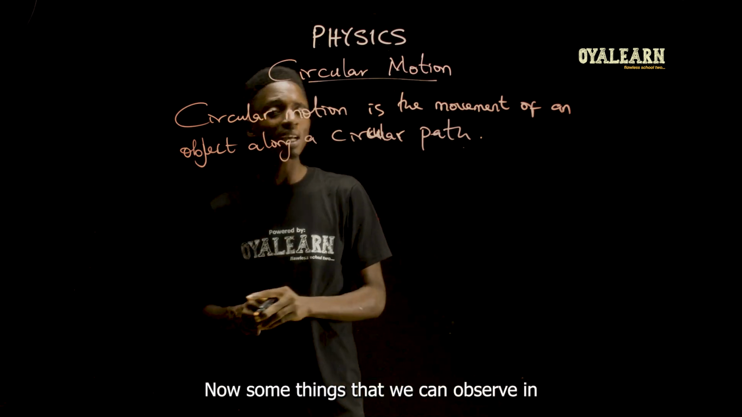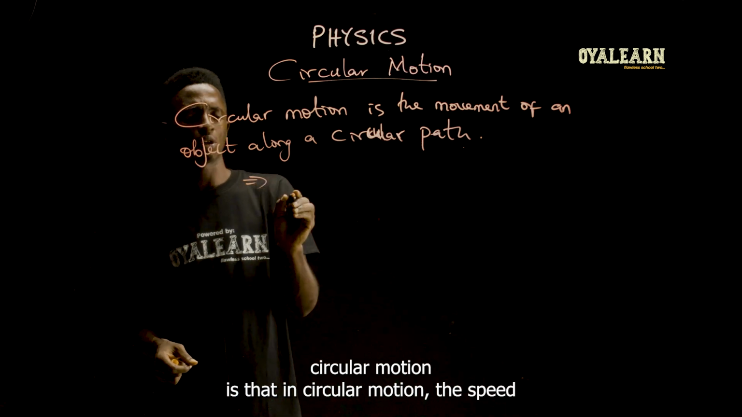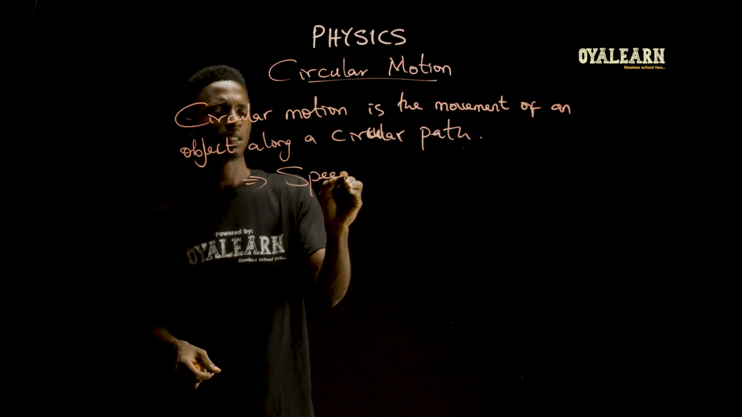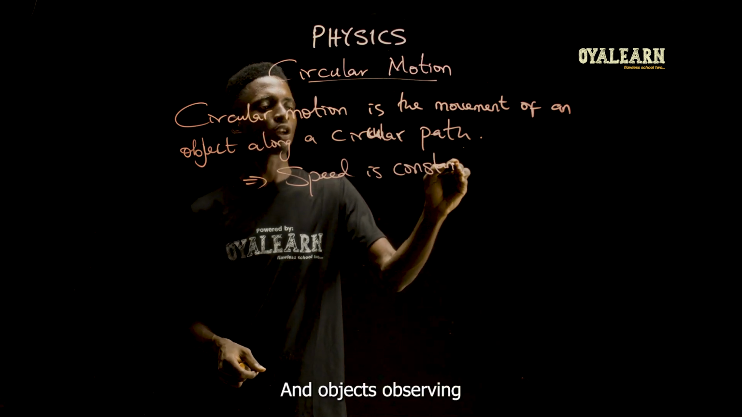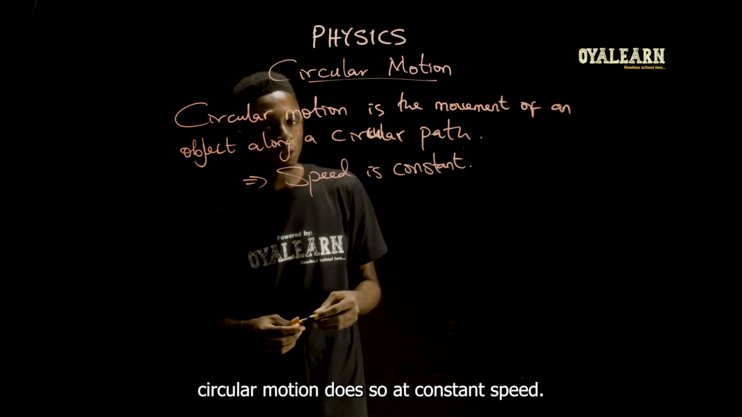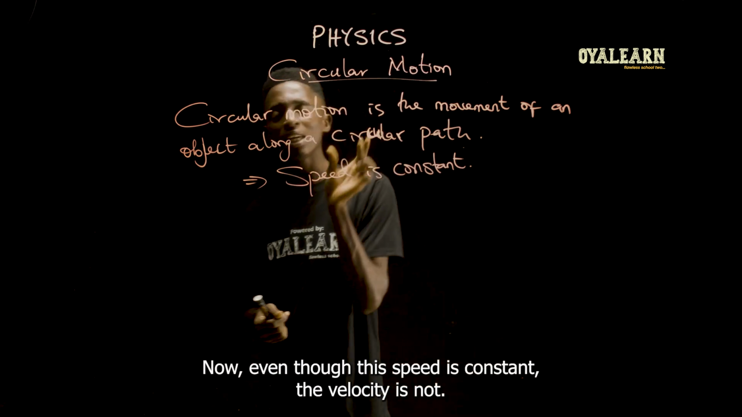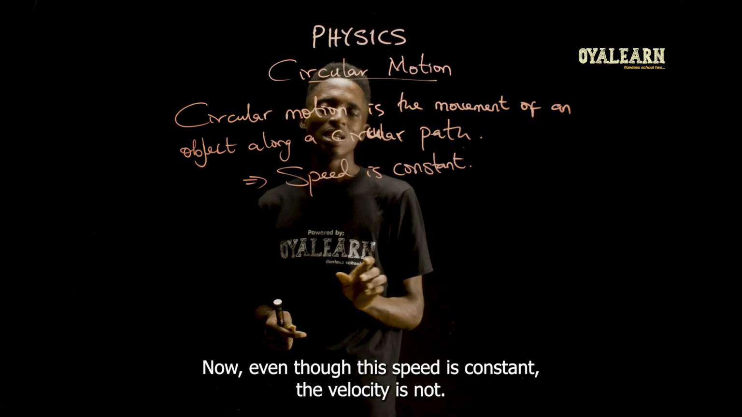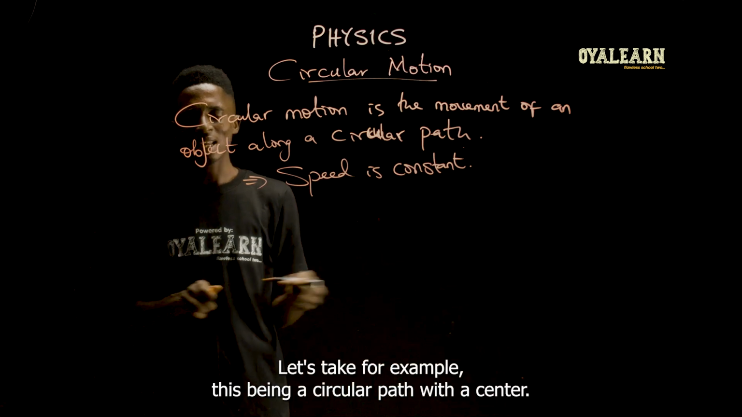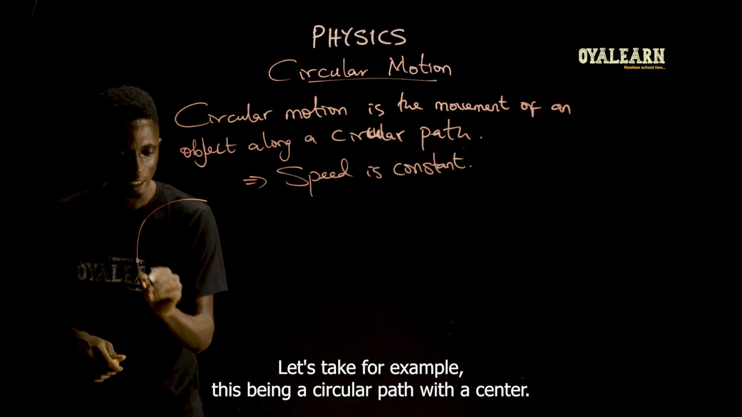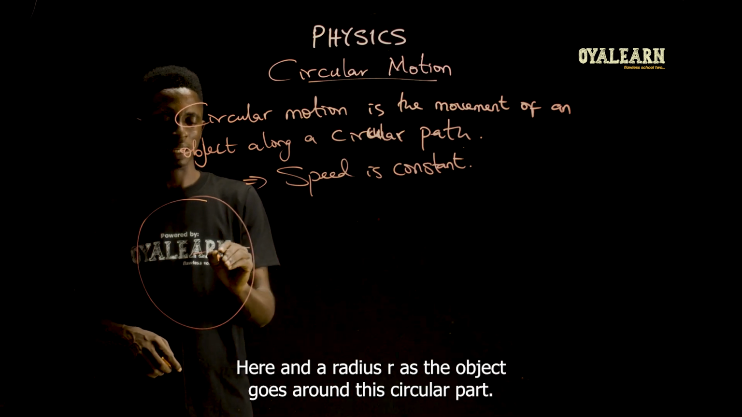Now, some things that we can observe in circular motion is that in circular motion, the speed is constant. An object observing circular motion does so at constant speed. Now, even though this speed is constant, the velocity is not. Now, the reason behind this is this. Let's take, for example, this being a circular path with a center here and a radius r.